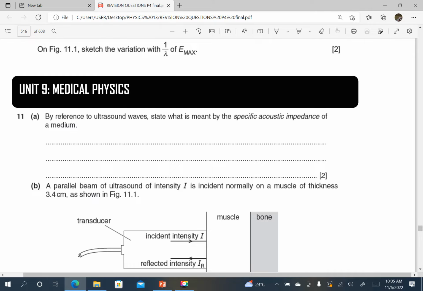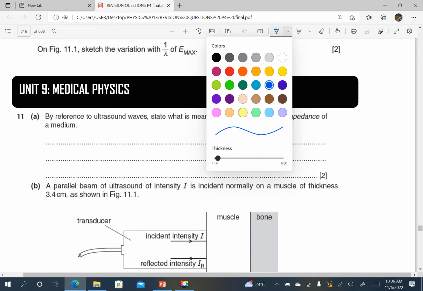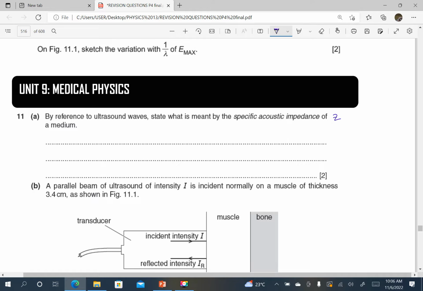Number 1. By reference to ultrasound waves, state what is meant by specific acoustic impedance. If you have studied some medical physics, you notice that we normally use Z for acoustic impedance. So when somebody talks about acoustic impedance, the letter Z comes into mind. Your teacher must have told you that Z stands for the product of density times the speed in that medium.